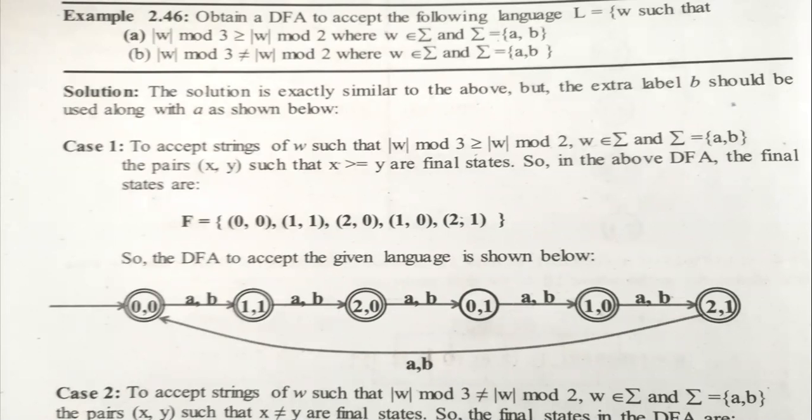Obtain a DFA to accept the following language L, W, such that length of W mod 3 is greater than or equal to length of W mod 2 exactly. Here the only difference is that instead of having only one alphabet, we have two, A comma B. There you had only A. The same condition: length of W mod 3 should be greater than or equal to the length of W mod 2. So this is the result we are going to get.